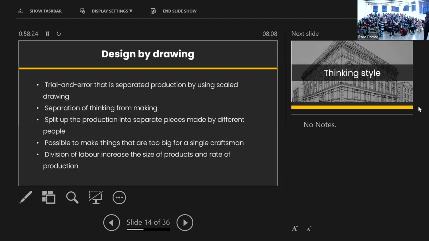But then a designer can make the Eiffel Tower, Burj Khalifa, right? Because why? Because it is not made by one person only. Different people take care of different parts of the building. Division of labor increases the size of the product and the rate of production. Yeah, it makes it faster and possibly a bigger result.